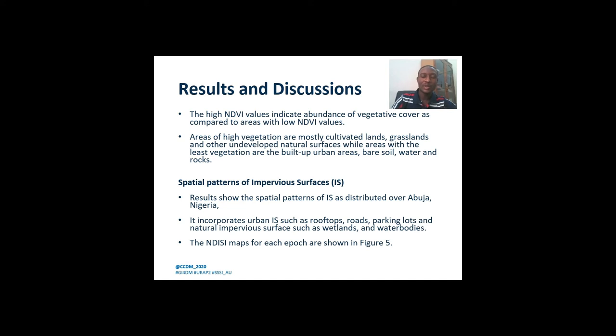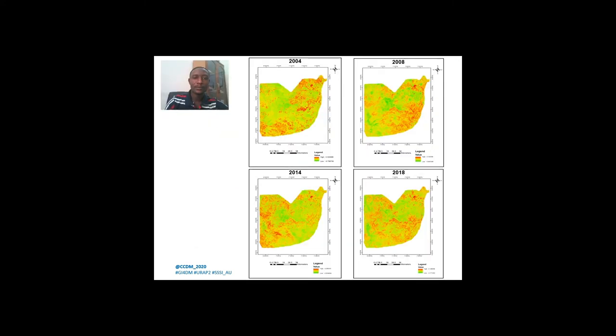The next result is the spatial pattern of impervious surfaces in Abuja. This result shows the spatial pattern of impervious surface as distributed over Abuja, Nigeria. It incorporates urban surface such as rooftops, roads, parking lots, and natural impervious surface such as wetlands and water bodies. The maps for the impervious surfaces are shown in the next slide. These maps are the maps of the impervious surfaces as recorded in Abuja in 2004, 2008, 2014, and 2018.